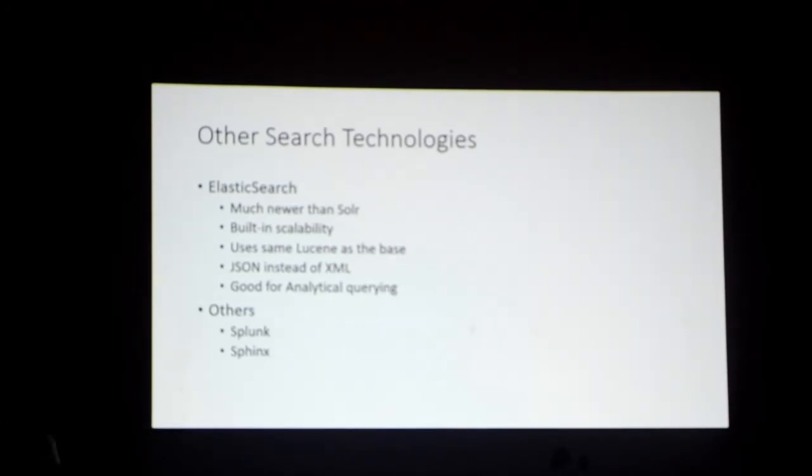And it's good for analytical querying actually. So apples to apples, Solr is still faster for normal text querying, but for analytical querying with a lot of filters, and for NLP and such, Elasticsearch is much, much faster in terms of benchmarking.